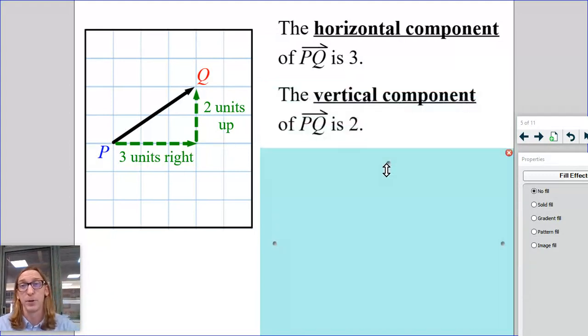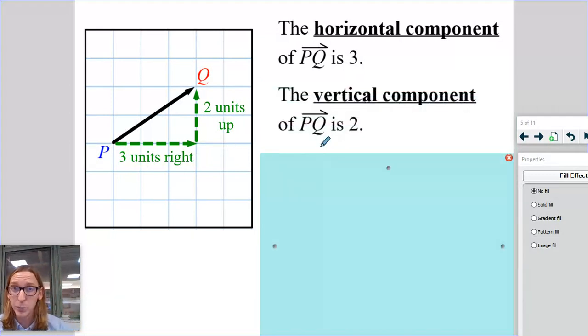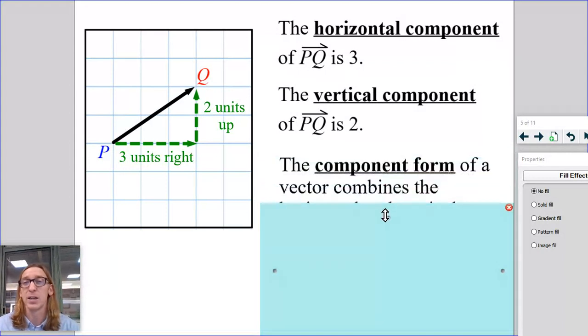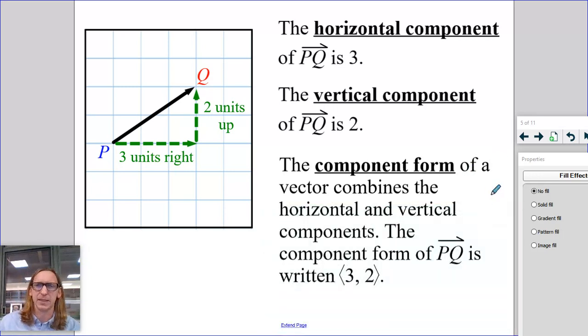The vertical component of this vector is 2, because to get from point P to point Q, vertically we have to move 2 units up. The horizontal and vertical components are then combined to create what is called component form, a nice compact way to describe the direction your vector is traveling. And component form looks like this. The component form of this vector is written in this form right down here.